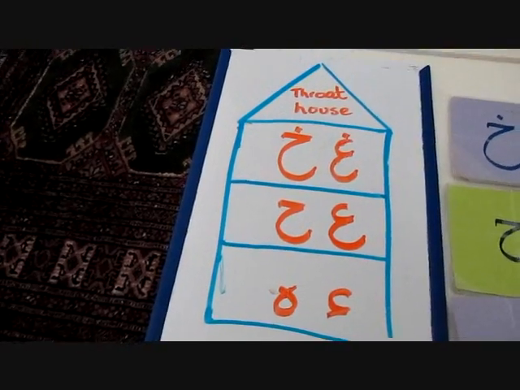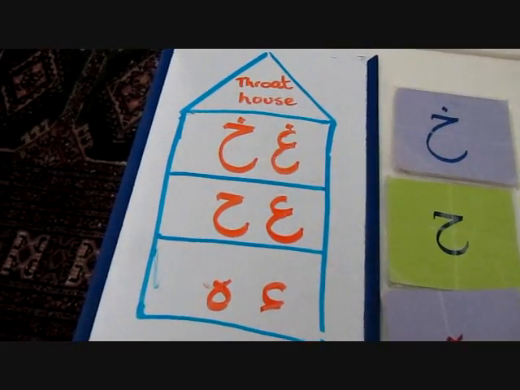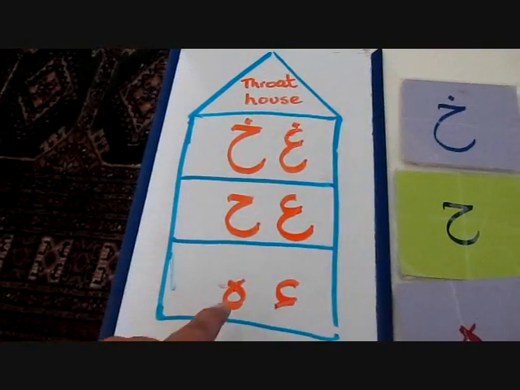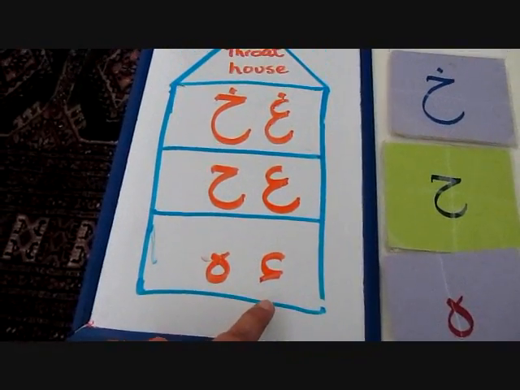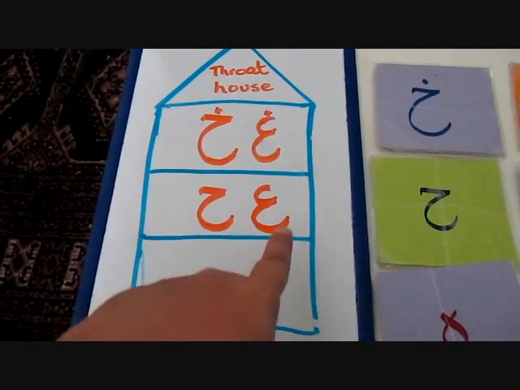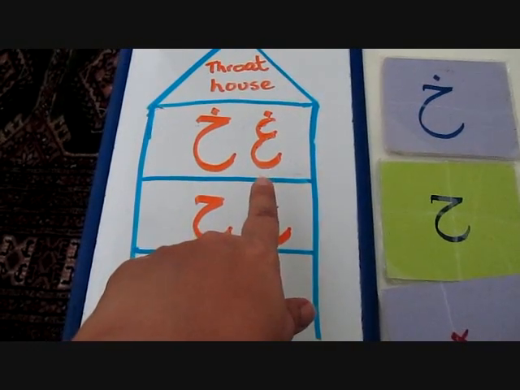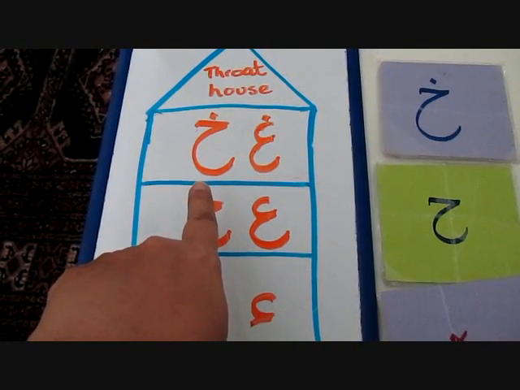As you can see on this board, I have written out all the letters of the huroof halaqi, and if you can see, it's in the shape of a house. You begin with the bottom actually. Hamza and ha come from the bottom of your throat, ain and ha come from the middle of your throat, and ghain and kha come from the top of your throat.